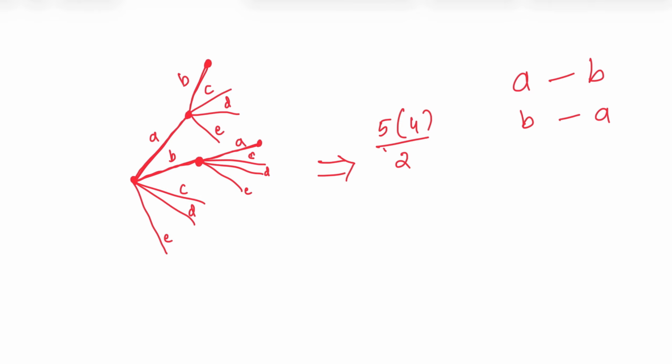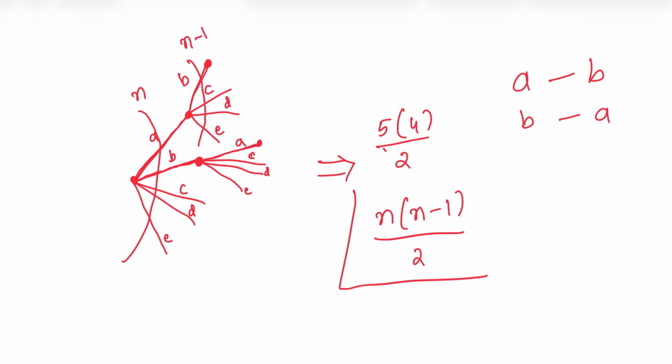Similarly, if you have an n vertex graph, in the first step you will have n options, and in the second step you will have n minus 1 options to select the vertex. If you count the total number of leaves, it's going to be n times (n minus 1), and then you accommodate for the double edges. So the max number of edges that are possible in an n vertex graph will be n times (n minus 1) divided by 2.